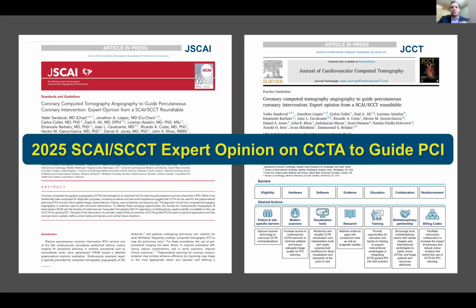For those of you who want to catch up with the literature, trials, evidence, and opinion in this field, I would invite you to look at a multidisciplinary effort involving cardiac imagers, radiologists, interventional cardiologists, and many leaders in the field from both SCAI and SCCT. It was co-published in JSCAI as well as in JCCT earlier this year, and it talks about how CT-guided PCI is rapidly evolving and taking shape. I'm adding it here as a resource you might want to look into.